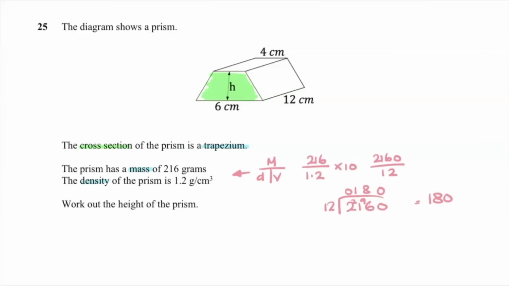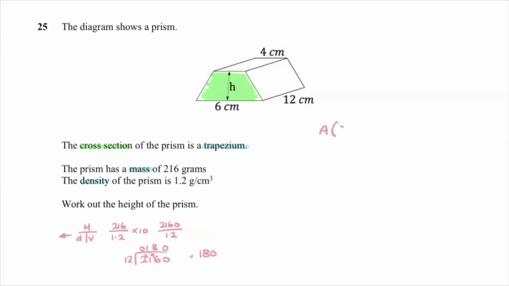The formula sheet has the volume of a prism on it. So you go and check your formula sheet and it tells you that it is the area of the cross section, which we've highlighted here, times by the length. Now the area of the cross section is a trapezium. That also is on the formula sheet. It is given as a half A plus B times the height.